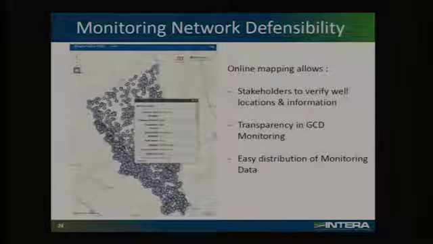So I did tell Alan that I stole a screenshot from his website because ours is still in transition and I wanted a pretty picture. So this is basically online mapping of the registered wells. And the great thing about putting it online is that stakeholders can come in and say, oh, you have the wrong location on my well, or, oh yeah, that's right, I thought they had it wrong, but it's good. Or checking the different information on it, so it's sort of crowdsourcing confirmation of your well information. That adds a lot of transparency, and then you can also easily distribute information.